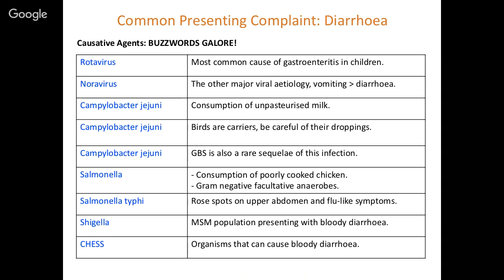And organisms that can cause bloody diarrhea. CHESS is the mnemonic I have. C stands for Campylobacter jejuni. H stands for EHEC, enterohemorrhagic E. coli, a type of E. coli. E is for Entamoeba histolytica, S for Salmonella, and S for Shigella. Okay, so they're the five organisms that can cause bloody diarrhea: Campylobacter jejuni, EHEC, Entamoeba histolytica, Shigella, Salmonella.